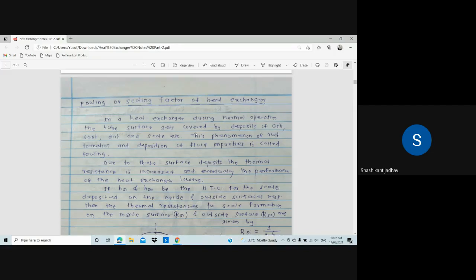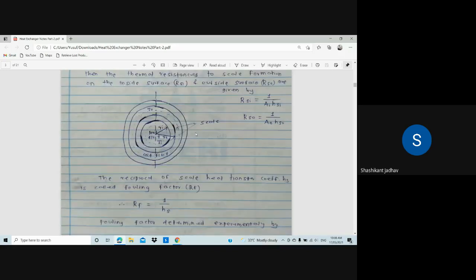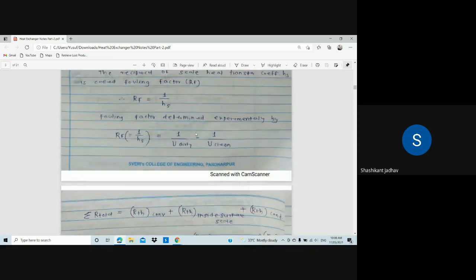Let HSI and HSO be the heat transfer coefficients for the scale deposited on the inside and outside surface respectively. Then the thermal resistances are RSI is equal to 1 upon AI into HSI, and RSO is equal to 1 upon AO into HSO. And what is meant by fouling factor? The fouling factor is the reciprocal of the scale heat transfer coefficient, meaning RF is equal to 1 upon HS. And it is determined experimentally as RF is equal to 1 by U dirty minus 1 by U clean. So by using that equation we calculate the value of the fouling factor experimentally.